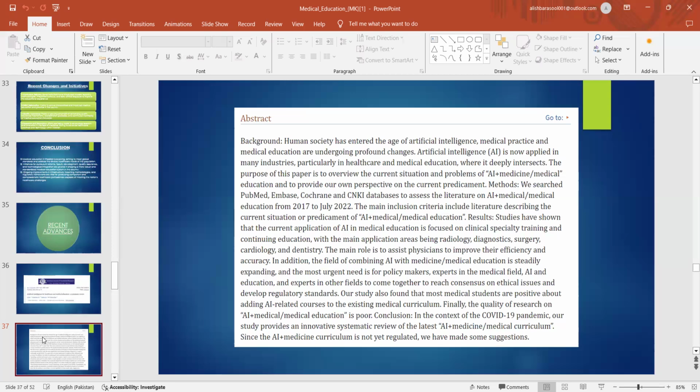In addition, the field of combining AI with medicine is steadily expanding, and the most recent need is for policymakers, experts in the medical field, AI and education, and experts in other fields to come together to reach consensus on ethical issues and develop regulatory standards. Our study also found that most medical students are positive about adding AI-related courses to the existing medical curriculum. Finally, the quality of research on AI medical education is poor. In the context of the COVID-19 pandemic, our study provides an innovative, systematic review of the latest AI medical curriculum. Since AI medicine curriculum is not yet regulated, they have made some suggestions.